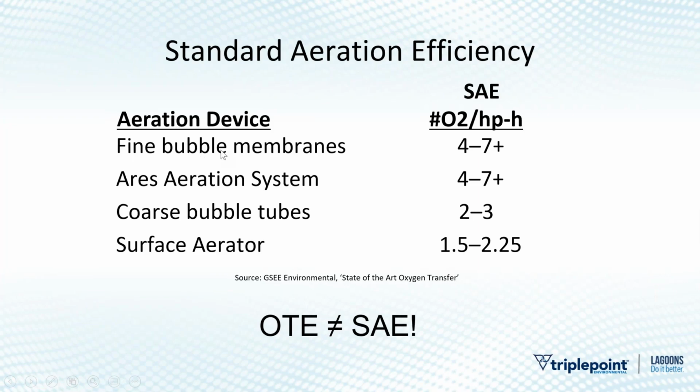Their findings were that fine bubble membranes are the most oxygen-transfer efficient piece of equipment in that they transfer 4 to 7 pounds of oxygen per horsepower per hour. We rely on a combination of coarse and fine bubble aeration for what Triplepoint does. For the most part, we do some fine bubble aeration as well, but that falls into the same category range. Coarse bubble, the pure coarse bubble systems, tend to be about 2 to 3 pounds of oxygen per horsepower per hour, and surface aerators tend to transfer 1.5 to 2.25 pounds of oxygen per horsepower per hour.